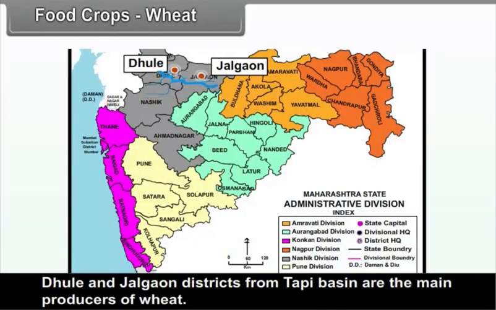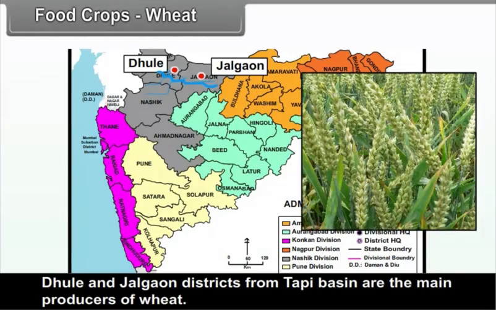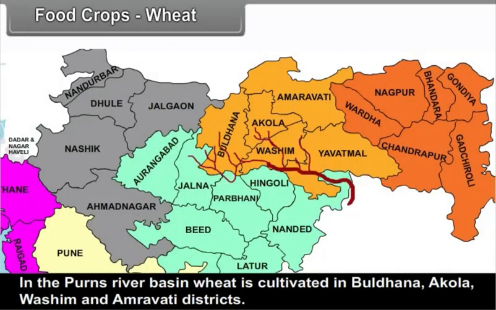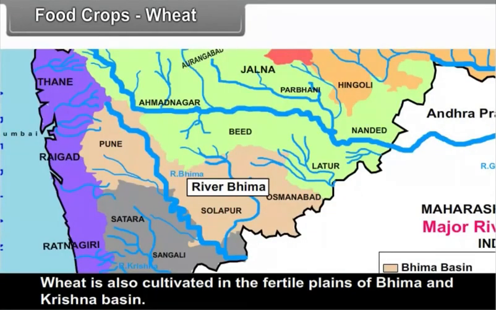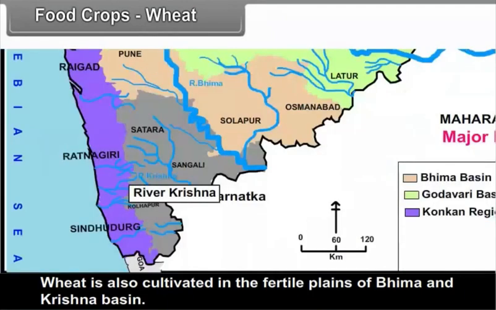Dhule and Jalgaon districts from the Tapi Basin are the main producers of wheat. In the Purna River Basin, wheat is cultivated in Buldhana, Akola, Washim and Amravati districts. Wheat is also cultivated in the fertile plains of the Bhima and Krishna basins.